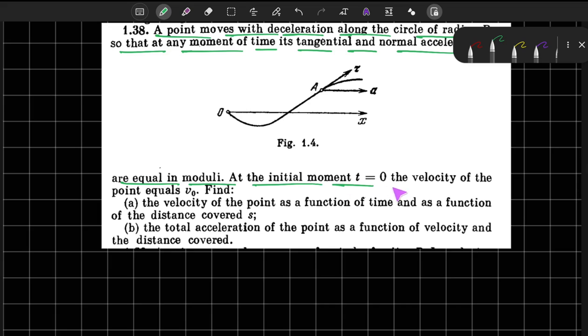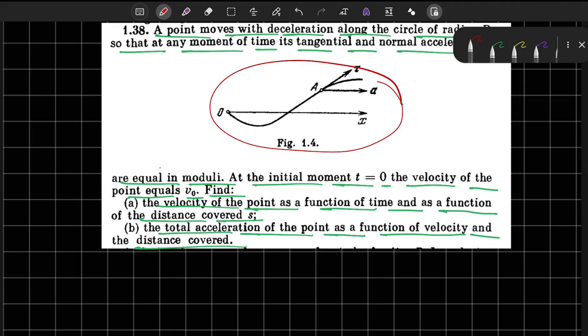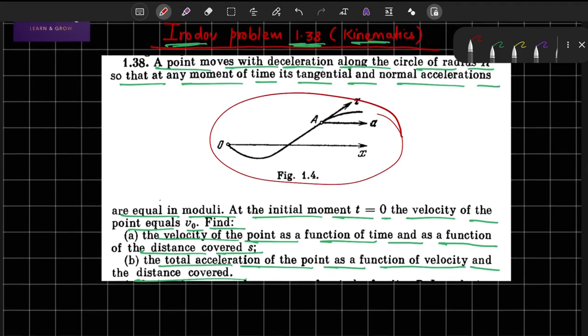At the initial moment t equals 0, the velocity of the point equals v0, and it is asking to find the velocity of the point as a function of time and as a function of distance covered s, and the total acceleration of the point as a function of velocity and the distance covered. This particular figure is not related to this problem.